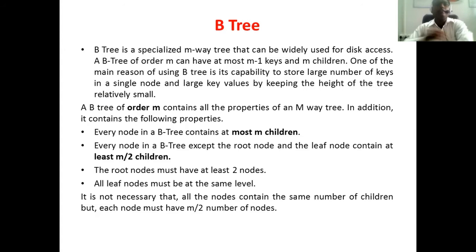So B-tree is a specialized multi-way tree that is widely used for disk access. Basically, why was the concept of B-tree or multi-way tree invented? The reason is that in every tree we have learned prior to this, every node consists of one data.